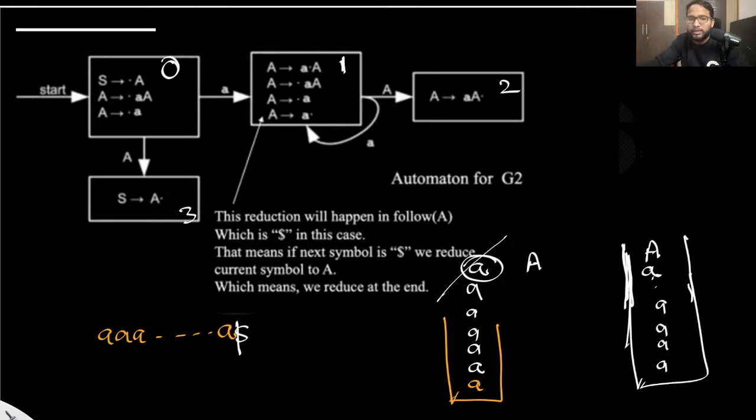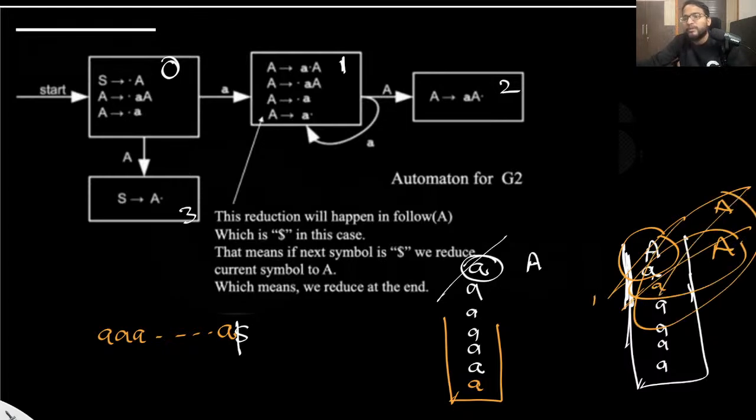You are in the state 2. Yes, you are in the state 2 now. So in the state 2, you will again reduce this thing to capital A. And then again you are in state 2, you will again reduce this to capital A, and again reduce this to capital A. Basically you will keep on reducing to capital A, and then finally you will reduce this to small a, capital A.